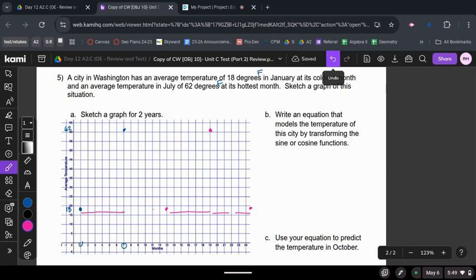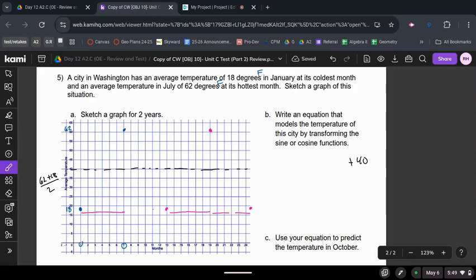So halfway through is just 3. And well, what is my midline? I need to figure that out. Let's do 62 plus 18 divide by 2, and you get a friendly 40 for our midline. So I can already start writing my equation. So plus 40 is at the end.